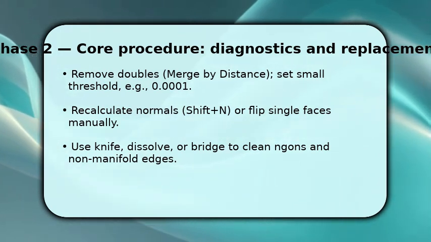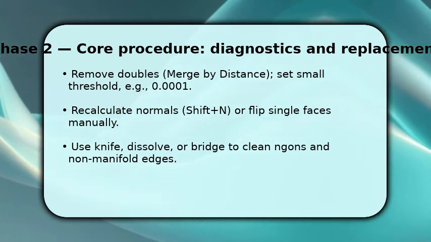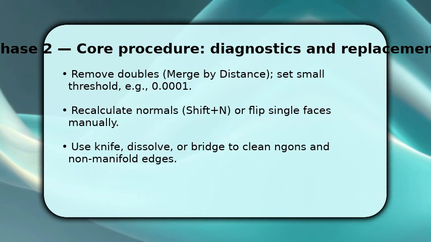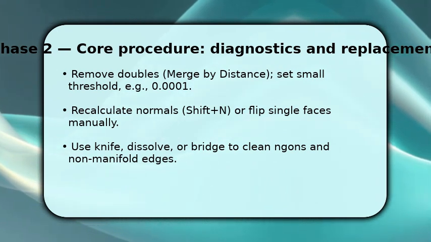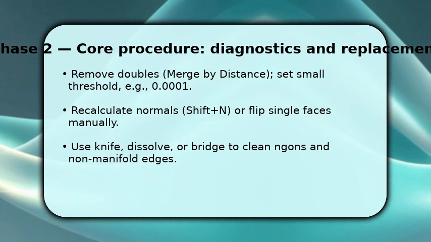Once normals are consistent, clean up ngons and messy geometry with the knife, dissolve, or bridge tools. Make quad loops where possible for deformable meshes. Make sure to check non-manifold edges and fix holes as you go.